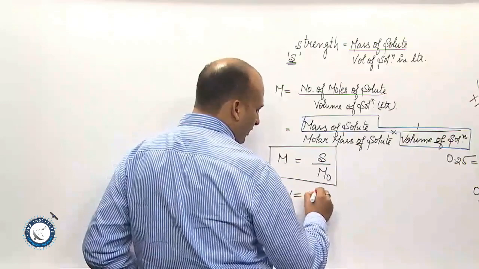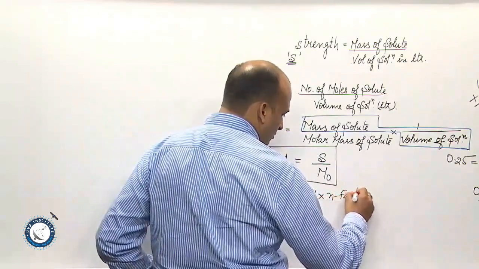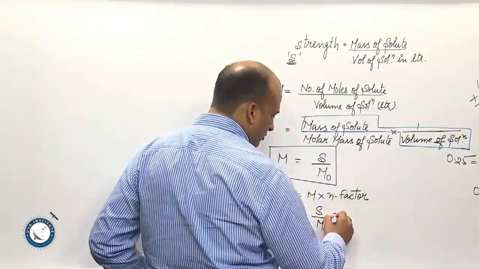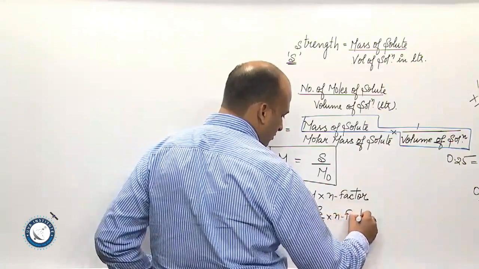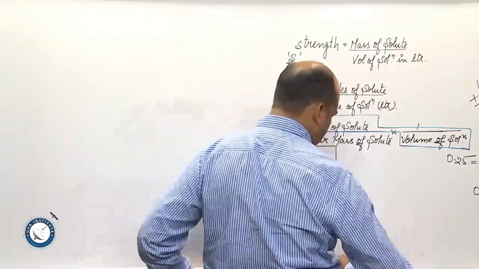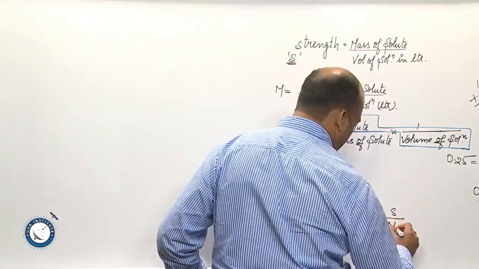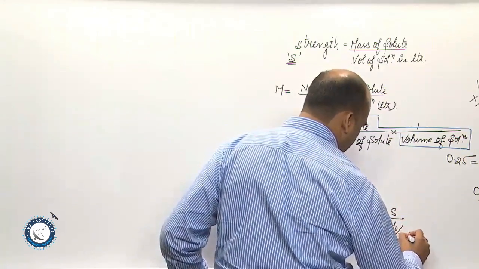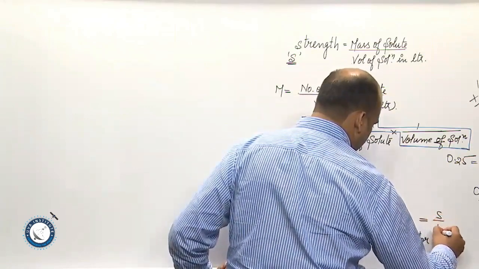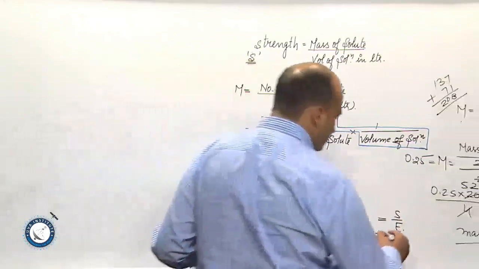Similarly, now normality is molarity multiplied by n factor. So this will be S by m naught into n factor, which I can write as strength upon m naught by n factor, which is equal to S by E. What is E? E is equivalent mass.